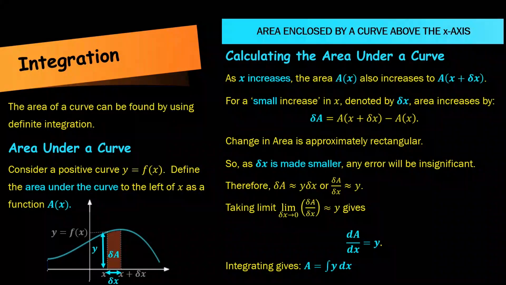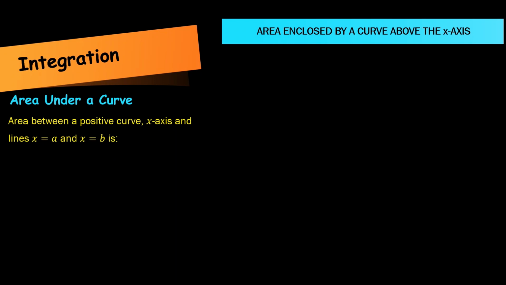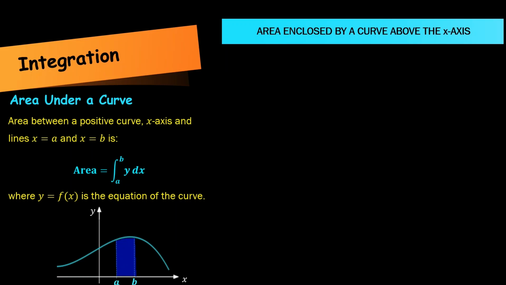Now the area between a positive curve, the x-axis, and lines x equals a and x equals b is area equals the integral from a to b of y dx, where y equals f of x is the equation of the curve. So diagrammatically it will look something like this. We've got a positive curve, f of x, and we've got limits a and b, and we've got the shaded area in yellow beneath the curve.